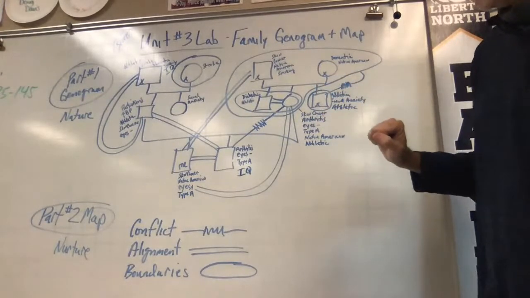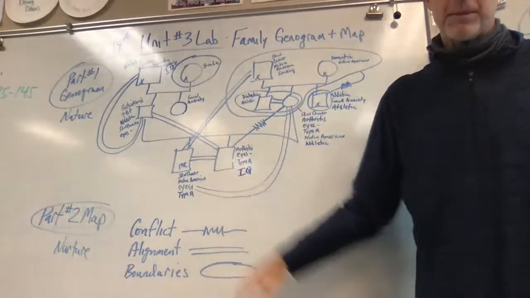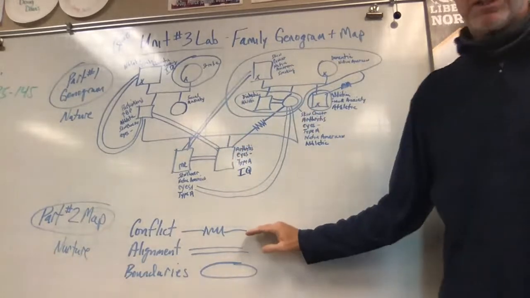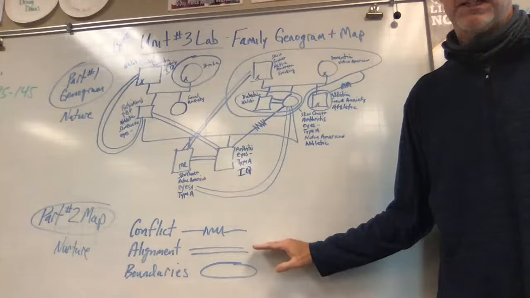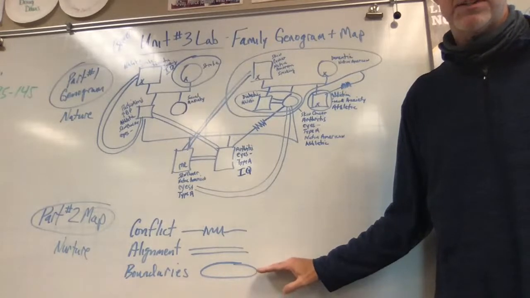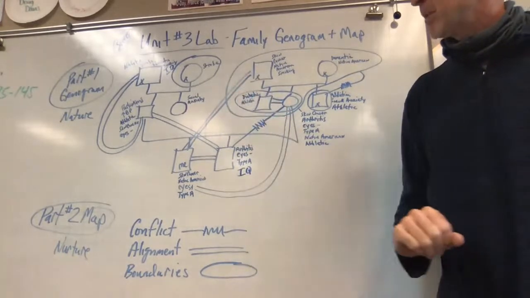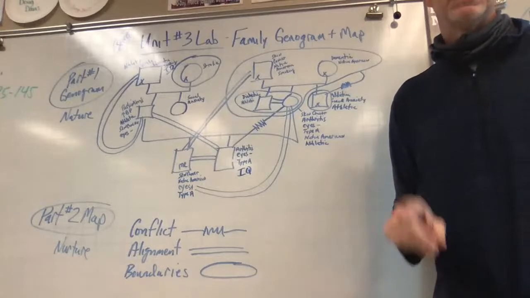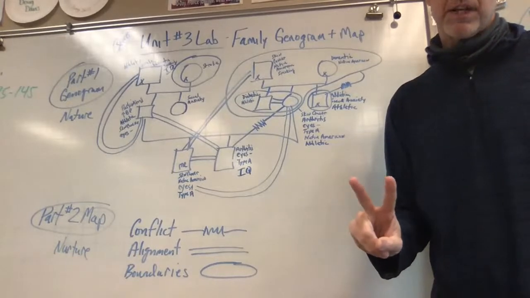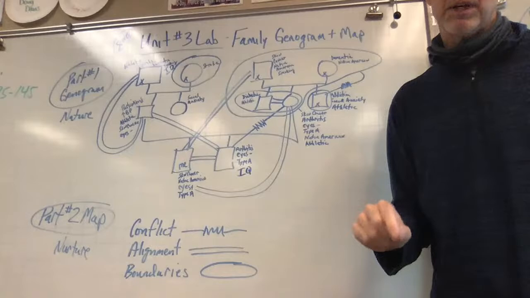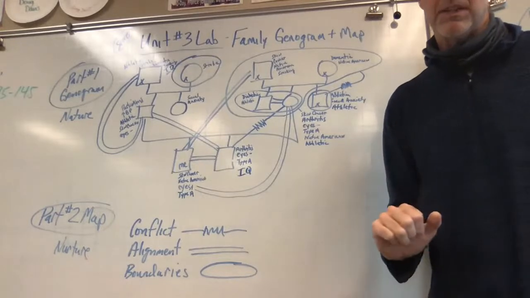So you just look through your family diagram, and what you want to find is any examples of conflict, alignment, or boundaries that might exist. Then you're going to map those in there. Then make sure on the lab you have 2 questions that you have to answer, about adaptive value and then nature nurture. So make sure that you get that done.